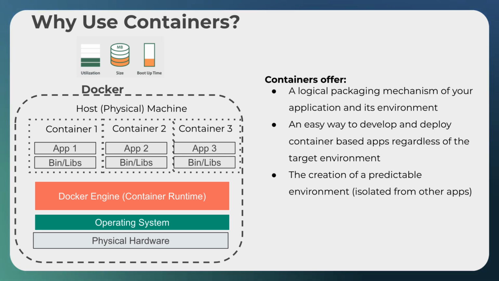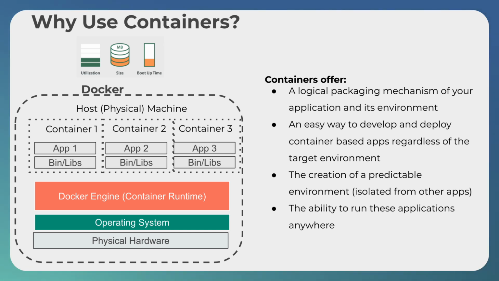And also, talk about being predictable, the creation of a predictable environment. So we're isolating the applications that are running from other applications, so we have a predictable environment for these applications to run, which is a desirable thing when we're running many different containers, many applications on a certain server or machine. And also the ability to run these applications anywhere we want. Of course, this is the main selling point when it comes to Docker containers.